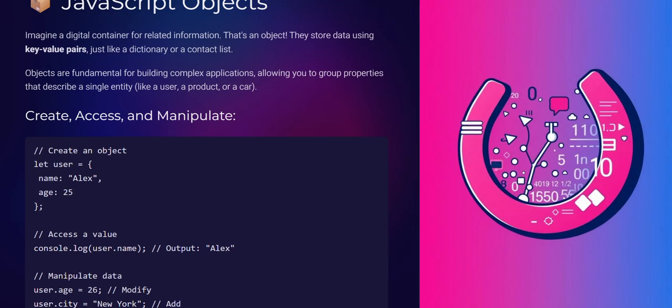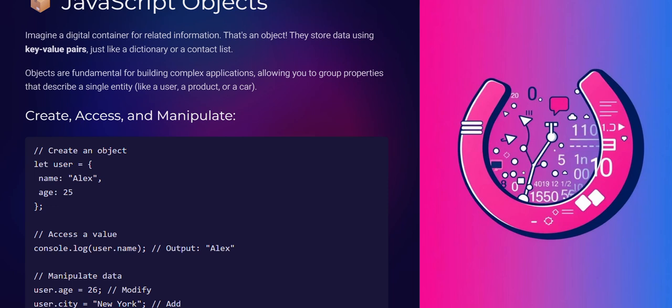JavaScript objects. Imagine a digital container of related information; that's an object. They store data using key-value pairs, just like a dictionary or a contact list. Objects are fundamental for building complex applications, allowing you to group properties that describe a single entity. Creating, accessing, and manipulation. Create an object: let user. This is how we are creating an object with let user. Let is just a variable. So by using name, age, and many more like that, ending with a semicolon and braces was important.